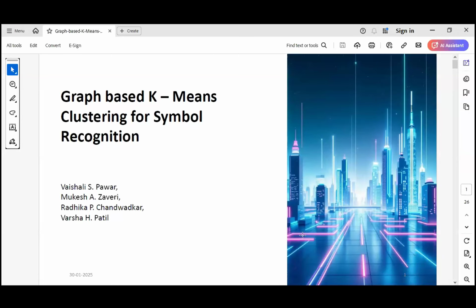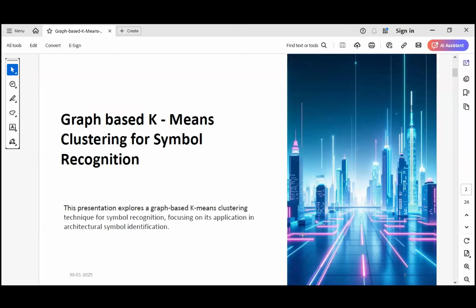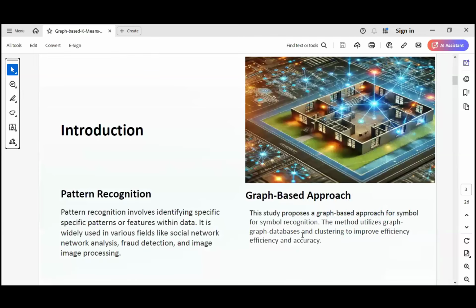Good afternoon, all. I'm Vaishali Pawar, and I'm going to present my paper, graph-based K-means clustering for symbol recognition. This presentation explores a graph-based K-means clustering algorithm for symbol recognition, and it focuses on the application of architectural symbol identification. We all know that pattern recognition involves identifying specific patterns or features within given data. It is widely used in fields like social network analysis, fraud detection, image processing, and graph-based databases, and we are incorporating a graph-based approach for database storage as well as symbol identification.